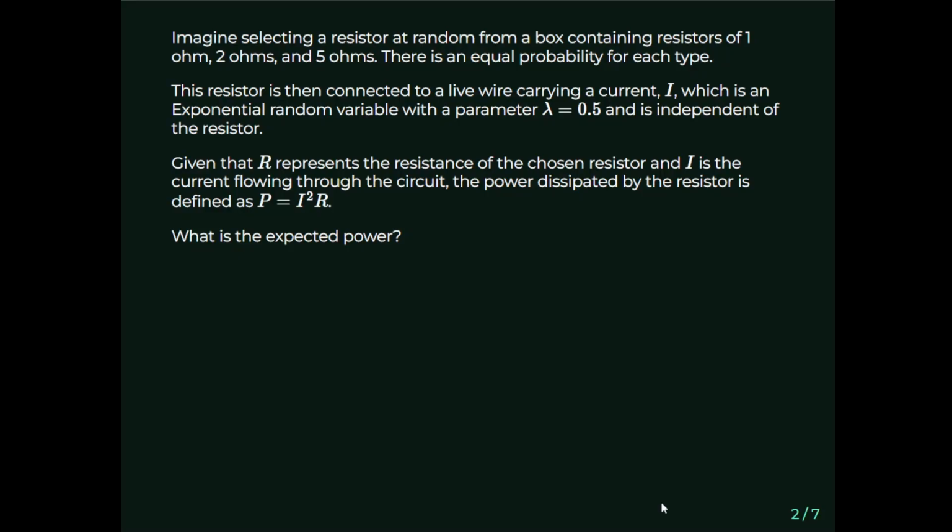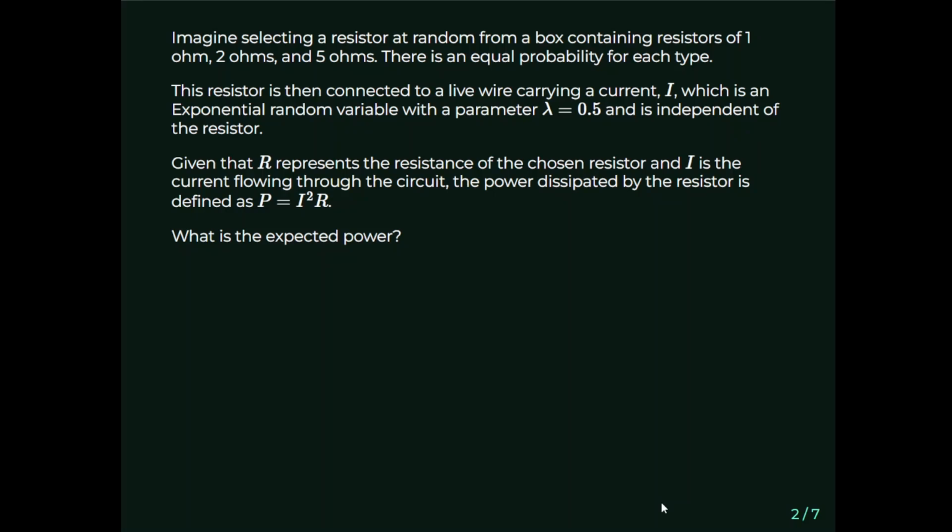Imagine selecting a resistor at random from a box containing 1 ohm, 2 ohm and 5 ohm resistors. Let's suppose there's an equal probability of each. So it's a 1/3 chance of a 1 ohm resistor, a 1/3 chance of a 2 ohm resistor, and a 1/3 chance of a 5 ohm resistor. This resistor is then connected to a live wire carrying a current I, which is an exponential random variable with parameter lambda equals 0.5, and this is independent of the resistor.